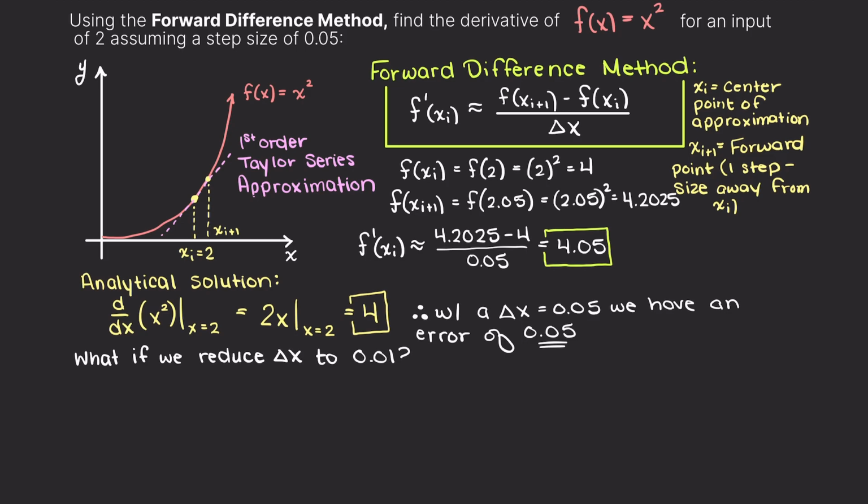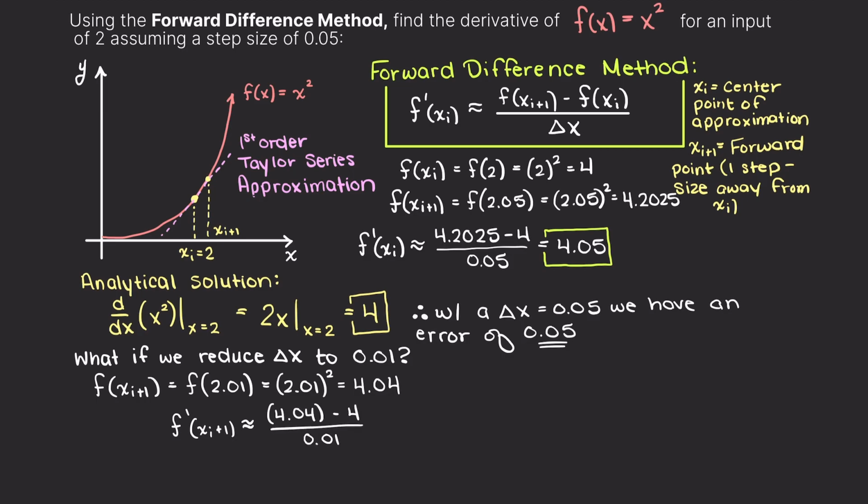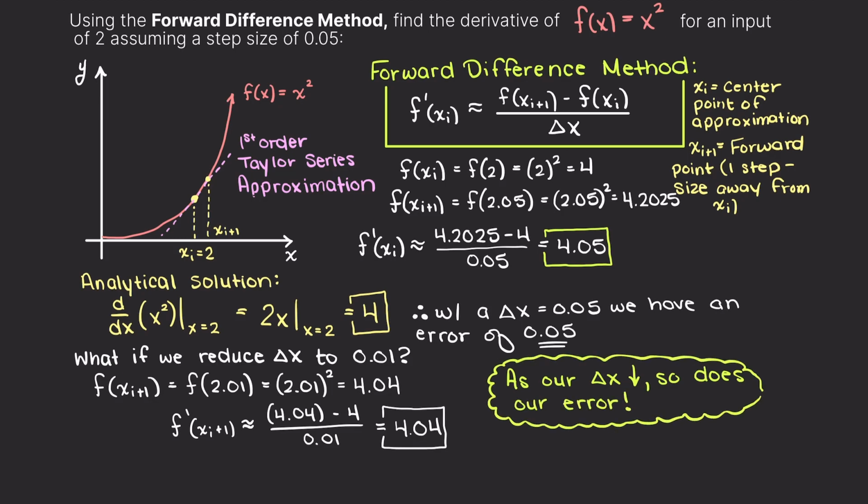Now, let's assume a step size of 0.01. Doing so, our f of x_i will remain the same. We just need to recalculate f of x_{i+1}, which is now going to be evaluated at 2.01, and that results in 4.04. Recall from our previous video that we said that the error is proportional to our step size. Well, here we reduced our step size by 1/5 and our error decreased by 1/5 proportionally.